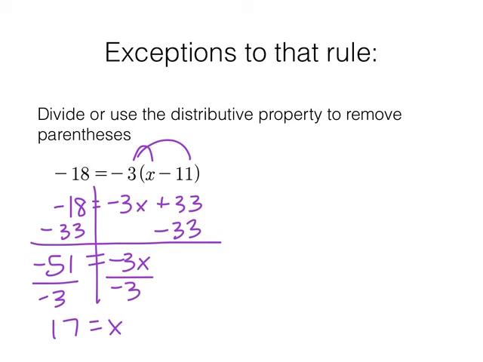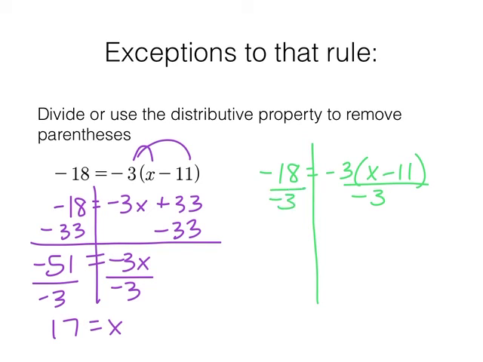First, I'm going to show you an alternate method. I'm going to even change colors for my alternate method here. Take a look at this. So if I take this same equation, and I notice that this is multiplication right here, I could divide on both sides by that negative 3. And it would cancel out there, and I wouldn't even have to distribute.